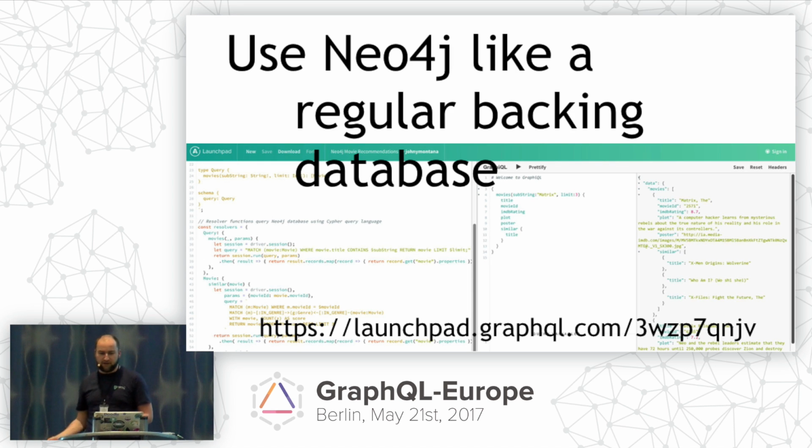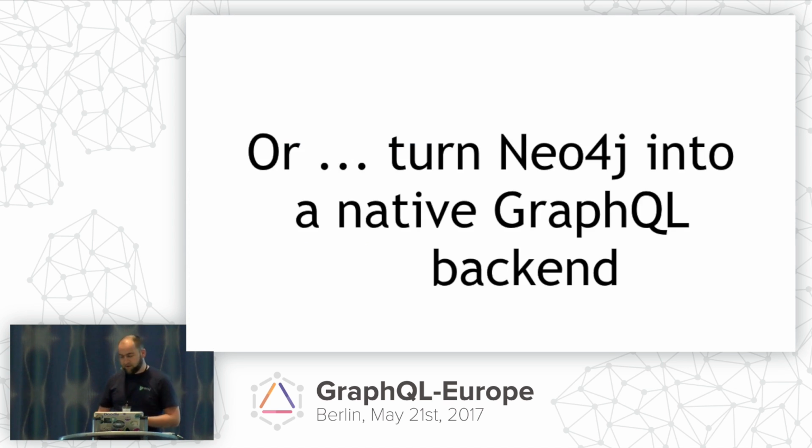Of course, you can use Neo4j like any other regular database. Use it as a backend for your GraphQL server, as Will showed here in his Apollo Launchpad example. It's really super simple and straightforward, so it's a no-brainer. But we actually worked on this for the last few weeks to turn Neo4j into a native GraphQL backend.